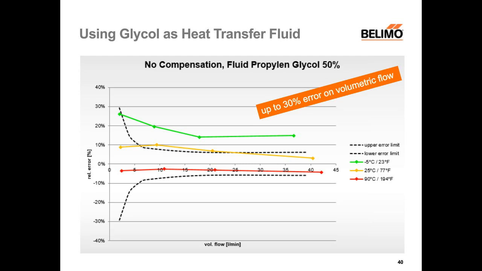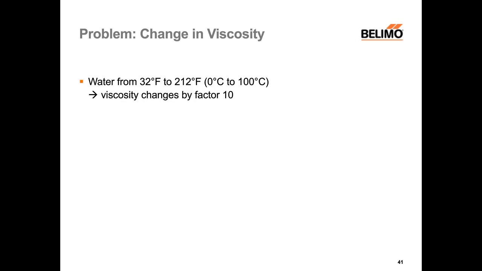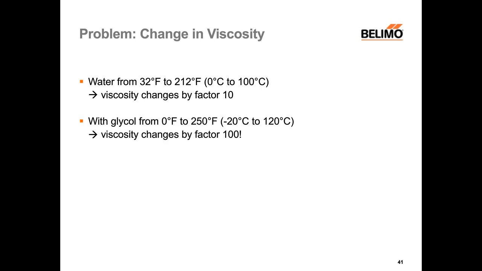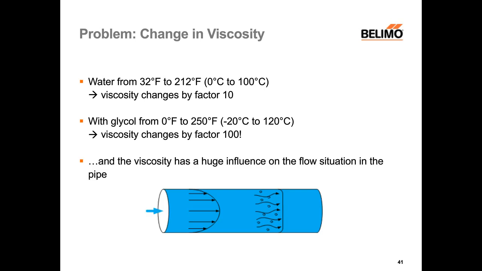The curves in this graph show the error on a flow meter designed for water, but being used with 50% Glycol at different temperatures. Well, the problem is the change in viscosity. For water, between 0 degrees centigrade and 100 degrees centigrade, the viscosity changes by a factor of 10. But with Glycol, from 0 degree Fahrenheit to 250 degree Fahrenheit, the viscosity changes by a factor of 100. And the viscosity has a huge influence on the flow situation in the pipe. Remember the fluid layers and the ball bearings.